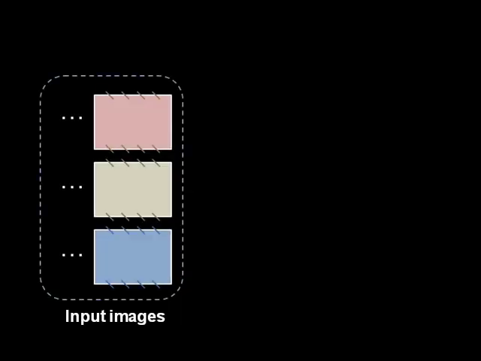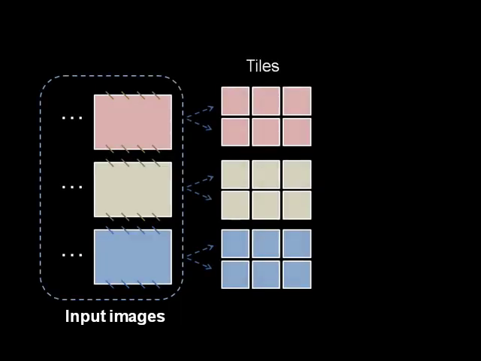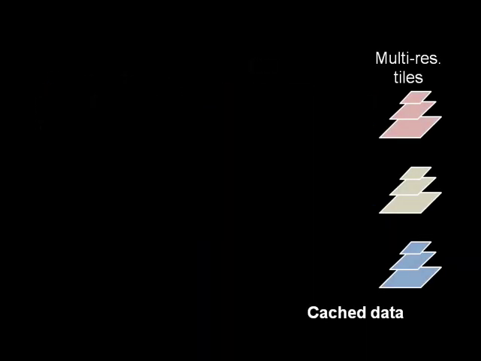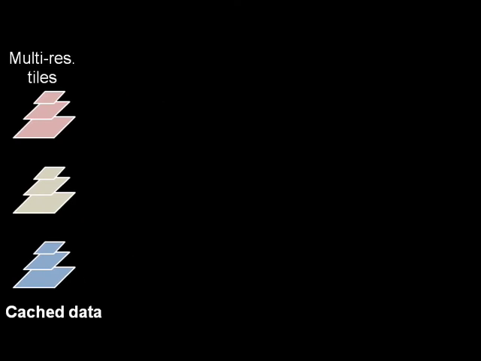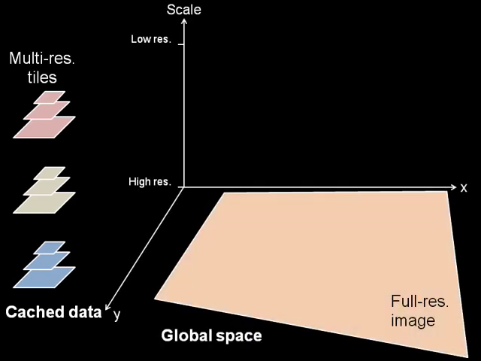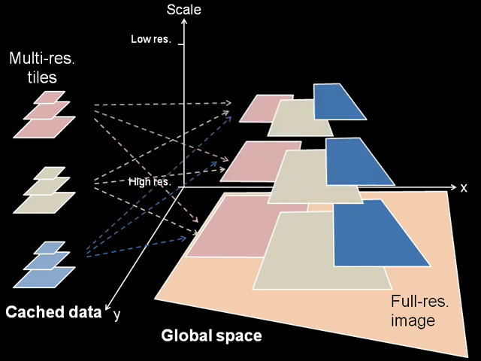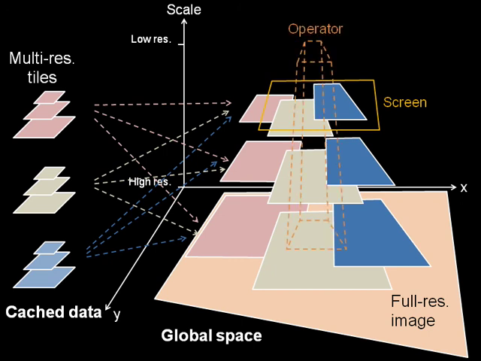We decompose each input image into tiles and compute a multi-resolution pyramid for each tile. Geometric registration between image tiles aligns them in a global scale-space coordinate system. All editing operations happen on the fly in display space. The original data is never modified. Editing operators are represented by bounding boxes in the global space. We only run operators which have a bounding box that intersects screen space.